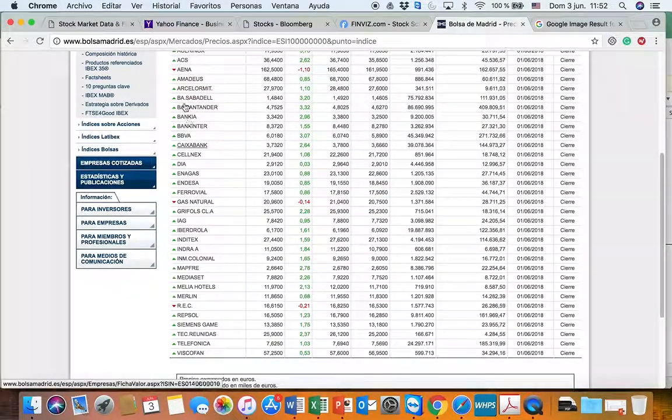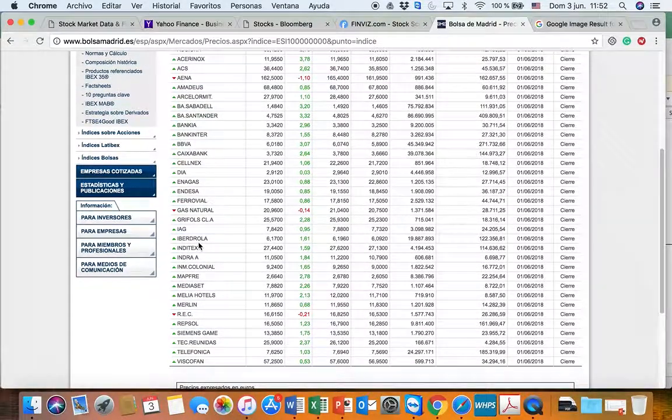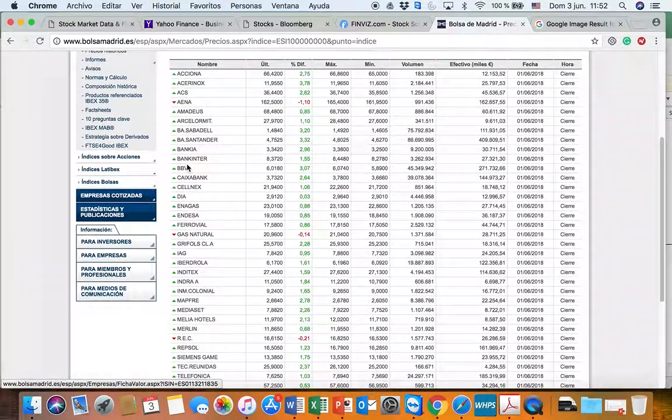Just to give you a bottom-up view, we have Telefónica, Repsol, Iberdrola, BBVA, Banco Santander, Banco Sabadell. We have some very interesting diversified companies here, in multiple industries, and so on.